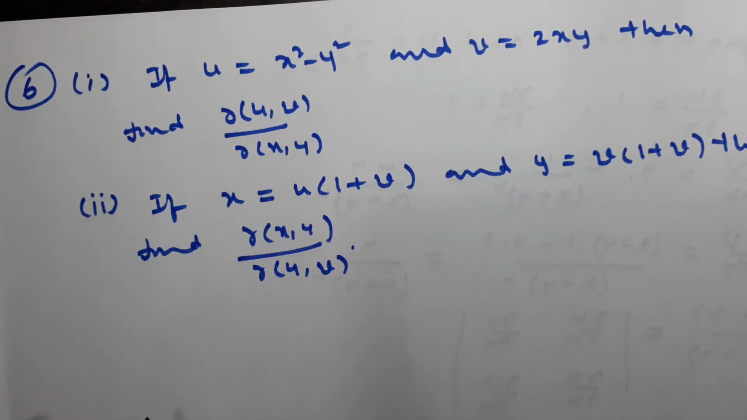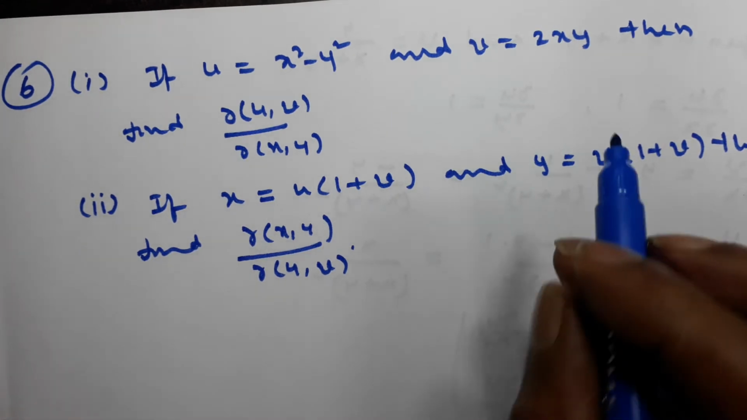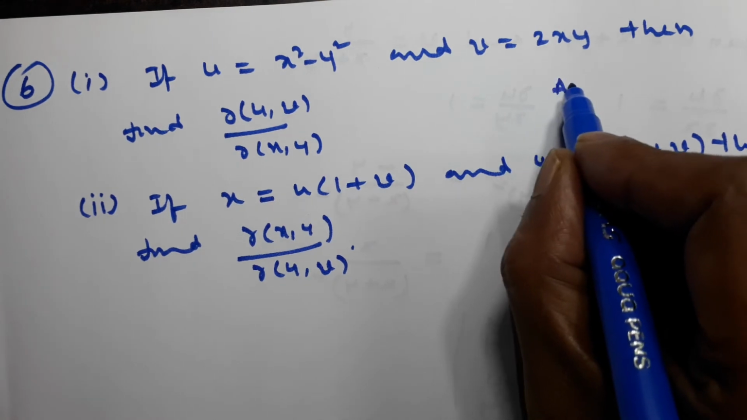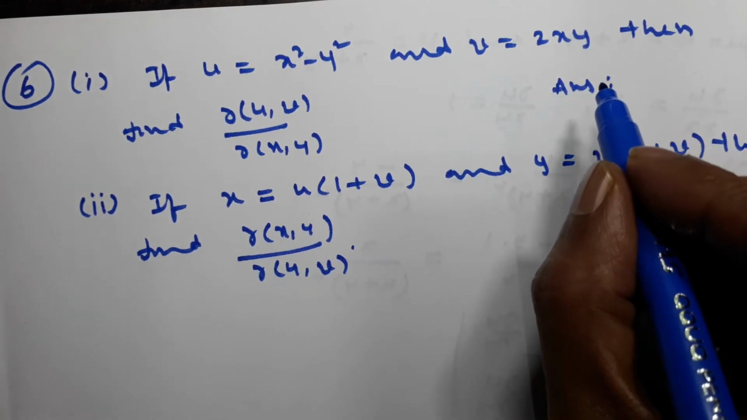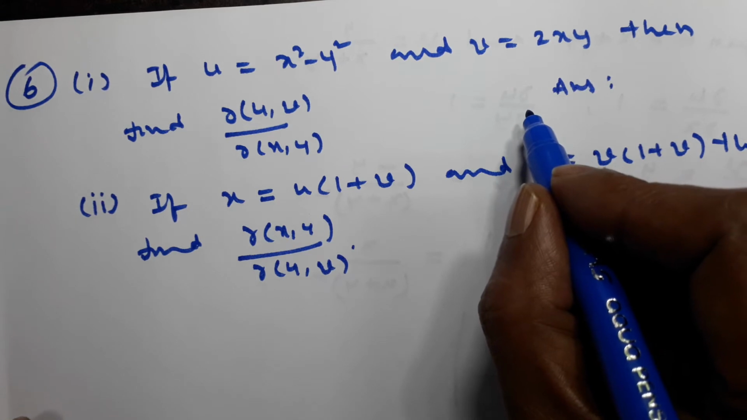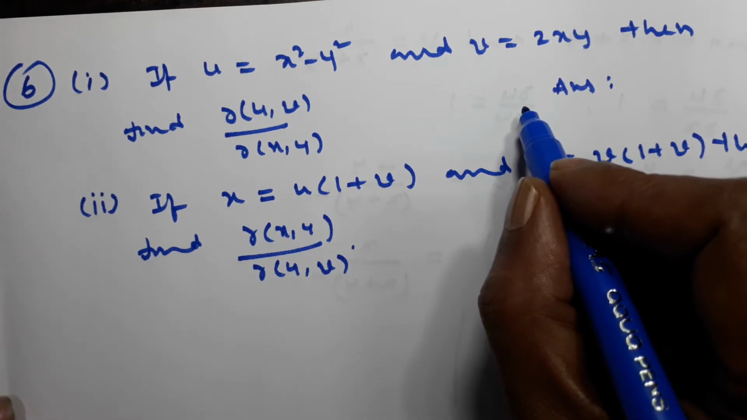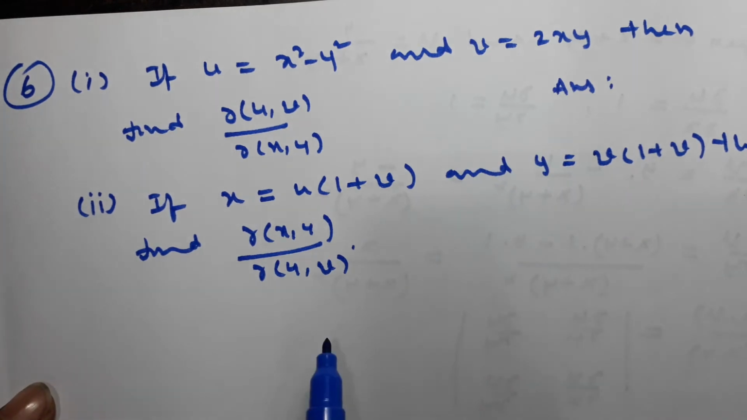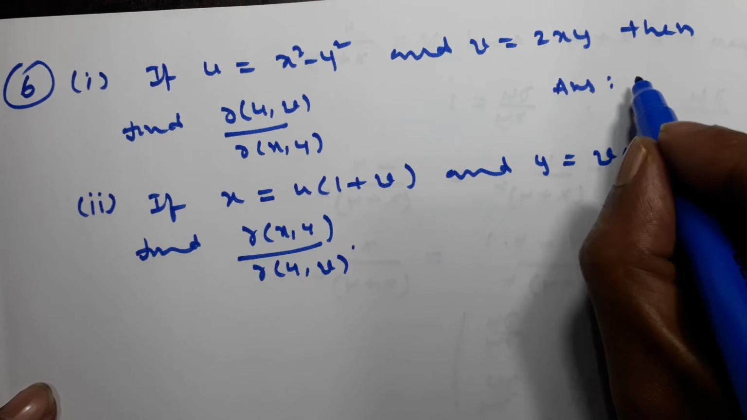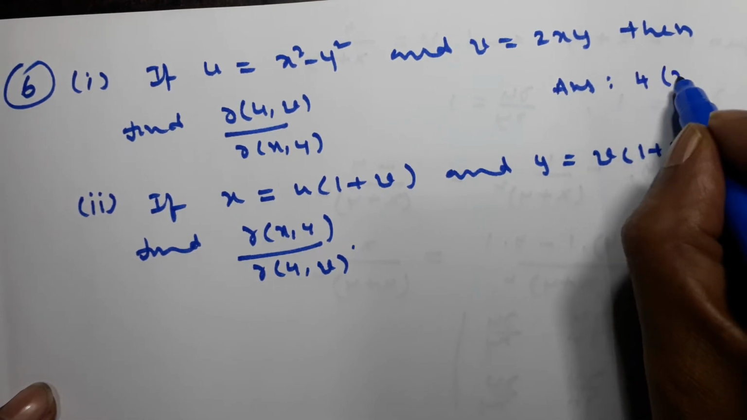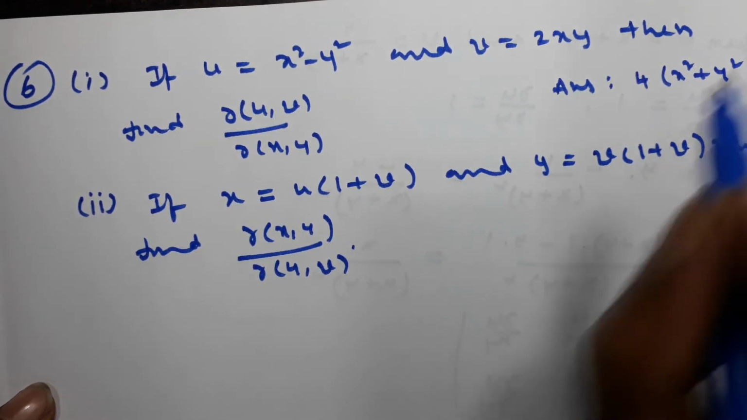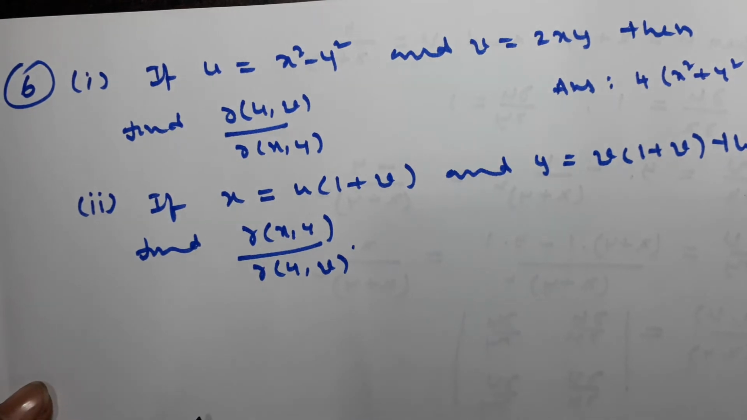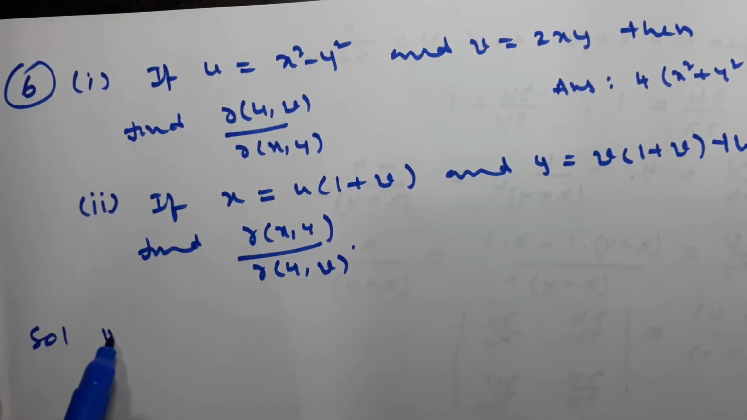The first problem is easy to solve, you can find the solution as we have already done in the fifth problem. The procedure is the same for the sixth problem also. So the answer for the first problem is 4 into (x square plus y square), that you do. Next, the second problem I will do. Solution for the second problem.